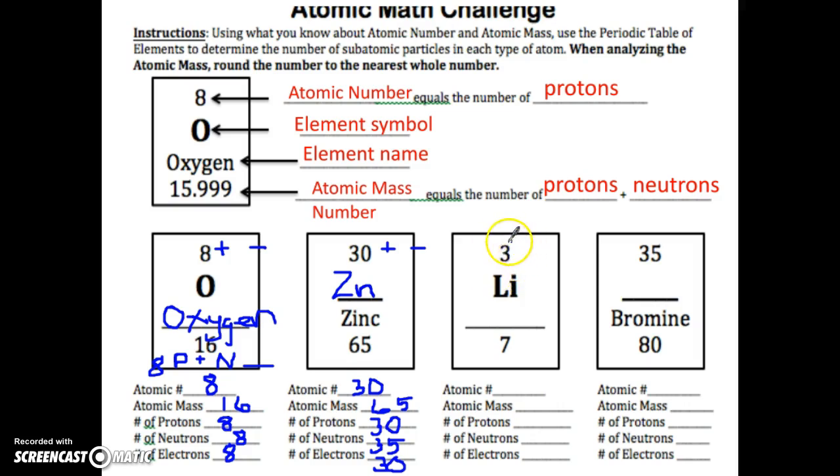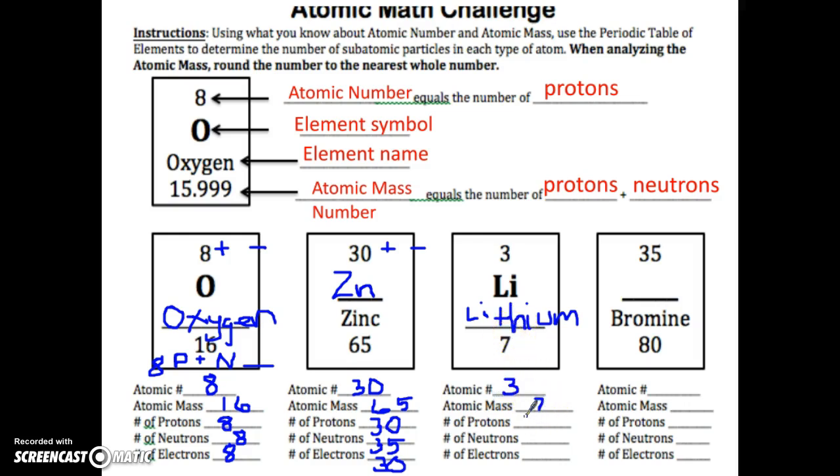The only element with atomic number of 3 is lithium. Find lithium on the periodic table. Lithium is spelled L-I-T-H-I-U-M. The atomic number is 3. The atomic mass on the bottom is 7.